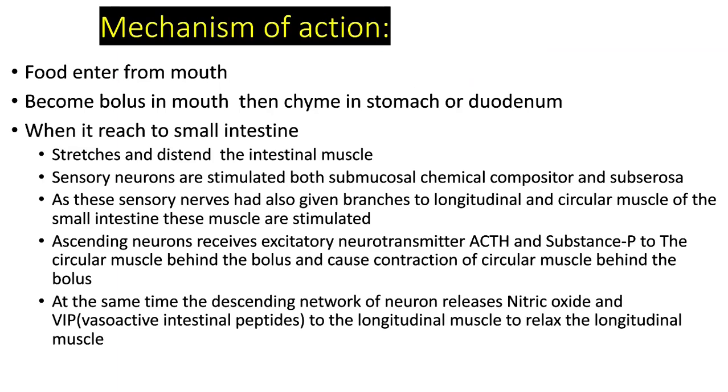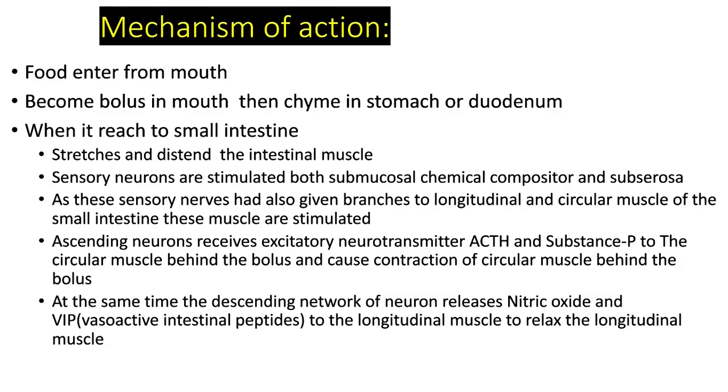Mechanism of action: when we eat food, the food enters from the mouth, becomes a bolus in the mouth, then becomes chyme in the stomach or duodenum. When it reaches the small intestine, it stretches and distends the intestinal muscle. Sensory neurons are stimulated, both submucosal, chemical, and subserosal. These sensory nerves also give branches to the longitudinal and circular muscle of the small intestine, and these muscles are stimulated. Ascending neurons release the excitatory neurotransmitters acetylcholine and substance P to the circular muscle behind the bolus and cause contraction of the circular muscle behind the bolus.